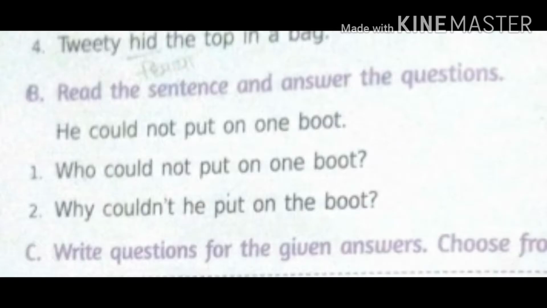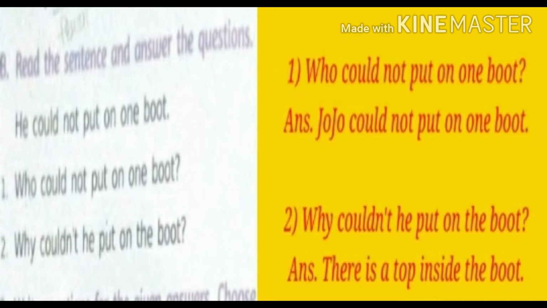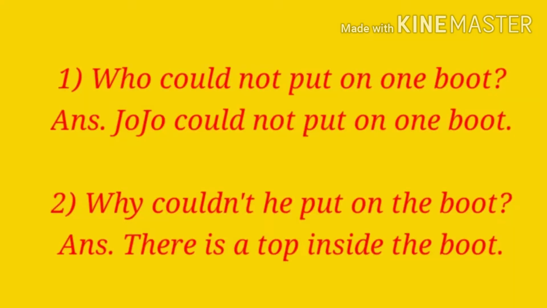Now the next exercise is read the sentence and answer the question. It means that some questions are given to you and you have to write the answers to the following questions. So the first question is who could not put on one boot? The answer is Jojo could not put on one boot. Once again I repeat, who could not put on one boot? The answer is Jojo could not put on one boot.